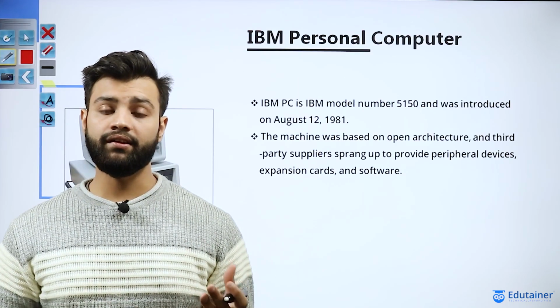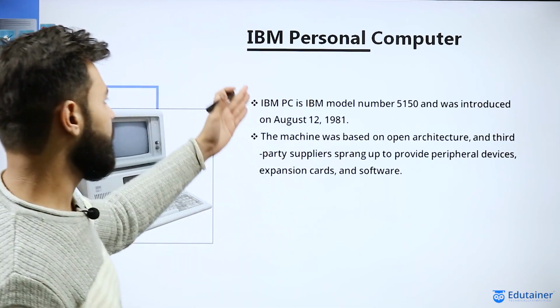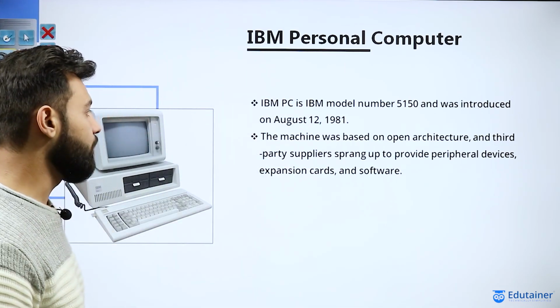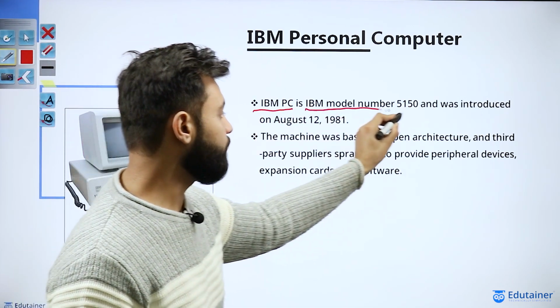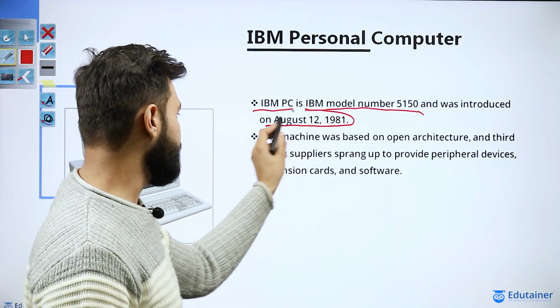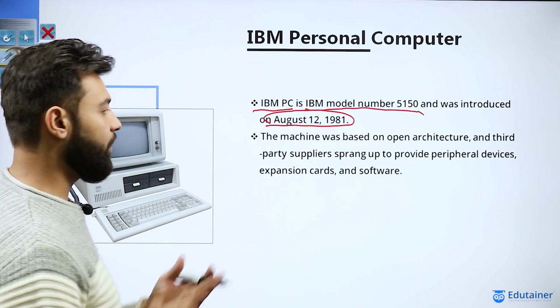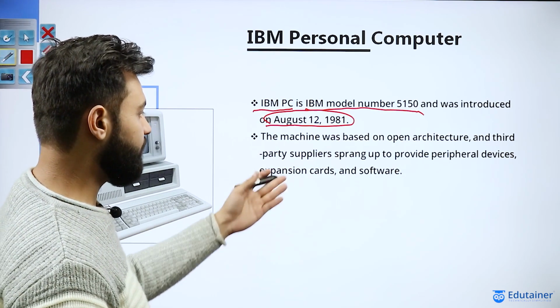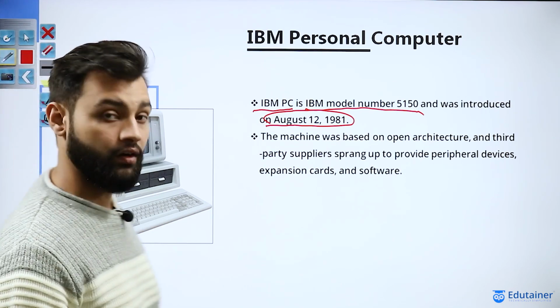Over here you can see the timeline, and everything has changed right now. The IBM company introduced its own personal computer. The IBM PC is the first IBM model computer. The 5150 was introduced on 12th August 1981. The machine was based on open architecture, and third-party suppliers sprang up to provide peripheral devices, expansion cards and software.